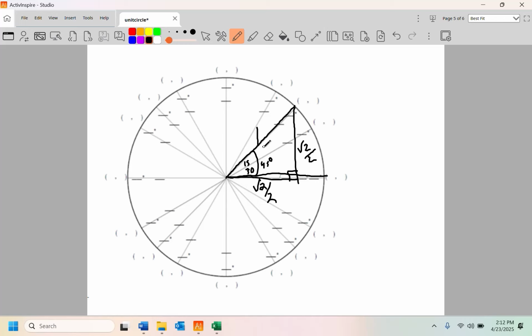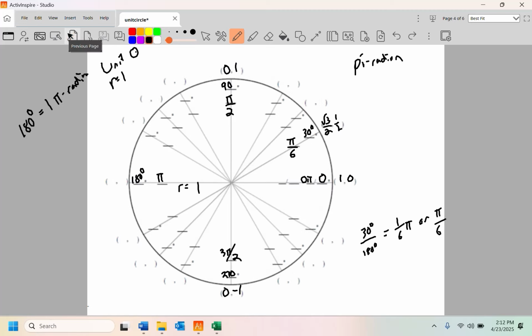All right? So to get here, I ran right root 2 over 2 and I ran up root 2 over 2. Now we're getting somewhere. This is root 2 over 2, root 2 over 2. And it was a 45-degree angle. And 45 degrees is equivalent to pi over 4, because if you take 180 and divide it by 45, you get 4. So pi over 4.